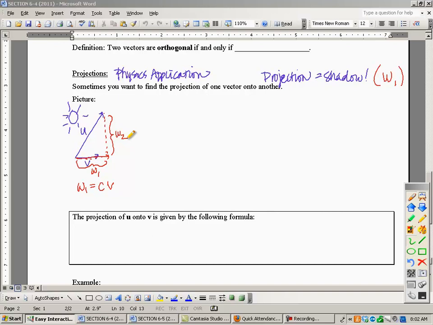Now, if you take a look at this, you'll see that U is bigger than V. And because U is bigger than V, the shadow will also be bigger than V as we go through. So kind of keep that in mind.